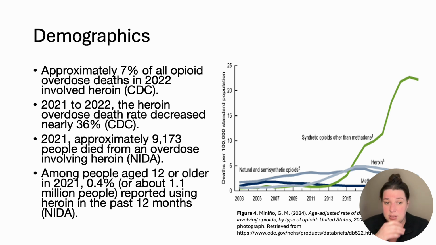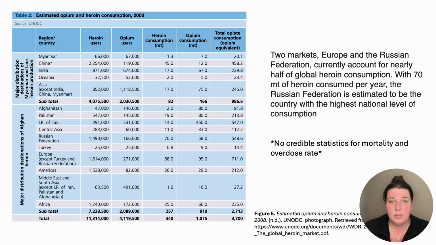In 2021, approximately 9,173 people died from an overdose involving heroin. Among people aged 12 or older in 2021, 0.4%, or about 1.1 million people, reported using heroin in the past 12 months. And I'm not sure why, but there really was not a lot of credible statistics out there for heroin overdose and mortality rates outside of the United States.